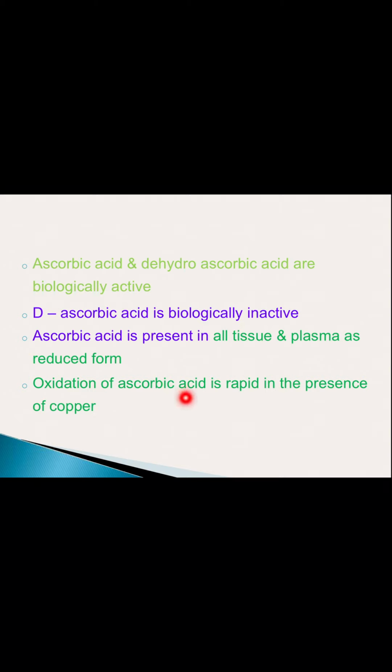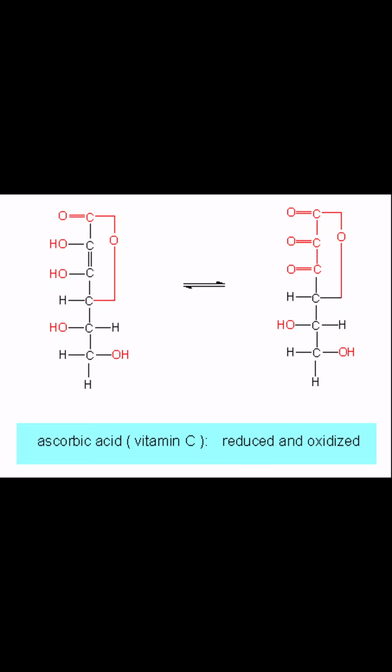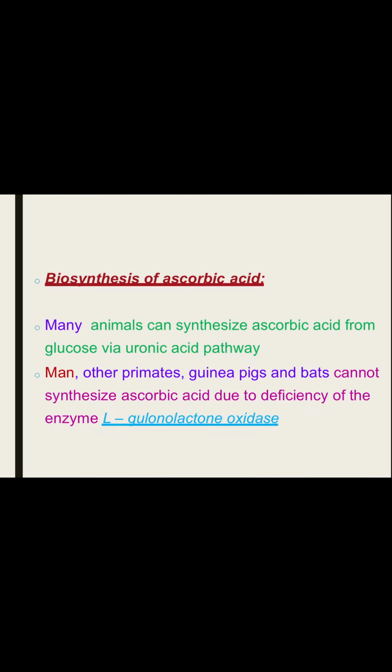Oxidation of ascorbic acid is rapid in the presence of copper, and then it is oxidized to dehydroascorbic acid. This is the structure, the reduced and the oxidized form. This is a reversible reaction, I already told you. So, it does resemble a monosaccharide structure, a hexose derivative.